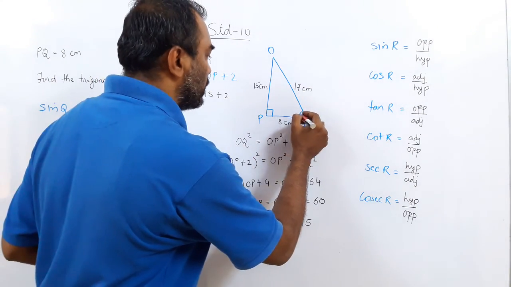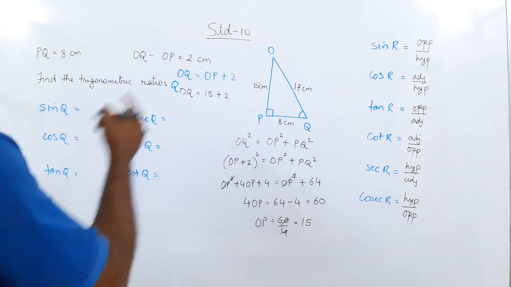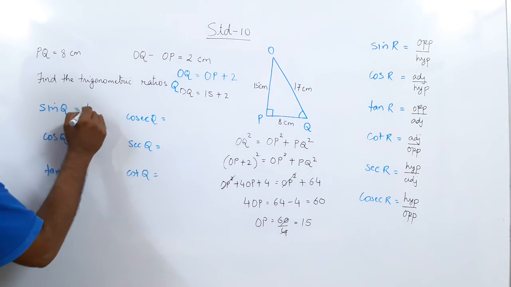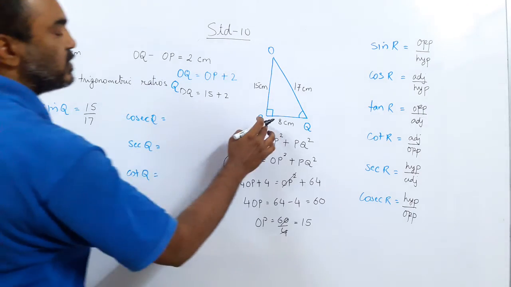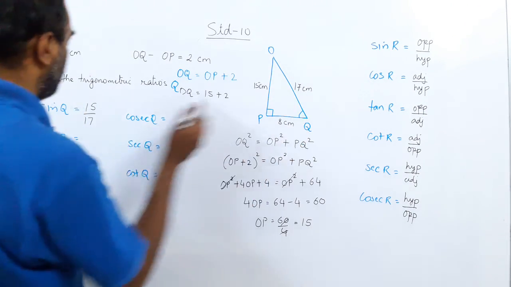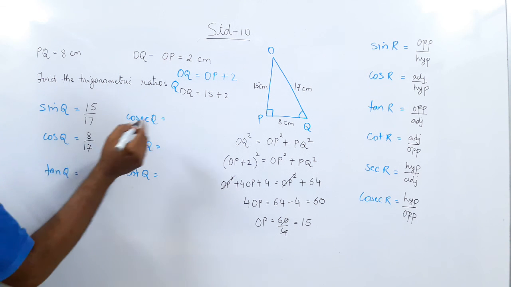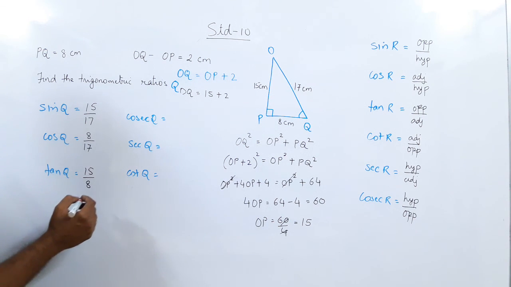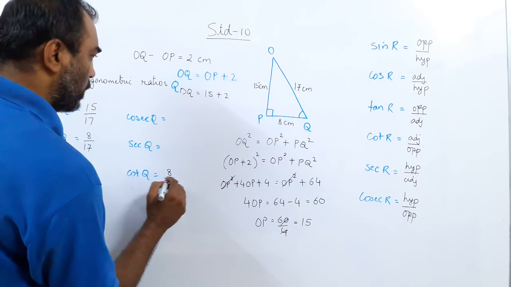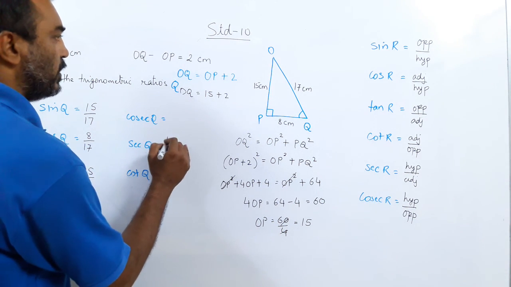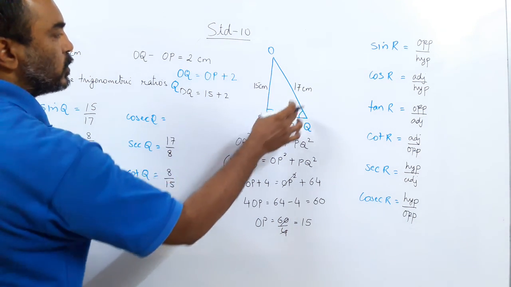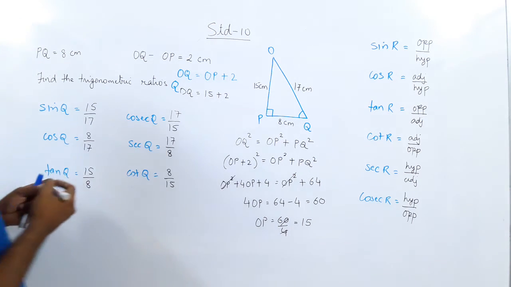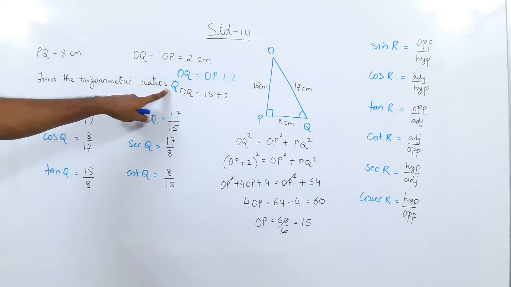So we have taken Q as the angle. Let us begin. Sin Q, opposite upon hypotenuse. What is the side opposite to Q? 15, and the hypotenuse is 17. Cos Q, adjacent upon hypotenuse: adjacent to Q, 8 upon 17. Tan Q, opposite upon adjacent, so 15 upon 8. Cot Q, adjacent upon opposite, so 8 upon 15. Sec Q will be 17 upon 8, hypotenuse upon adjacent. And cosec is hypotenuse upon opposite, so 17 upon 15.